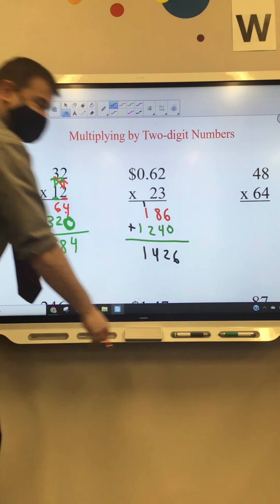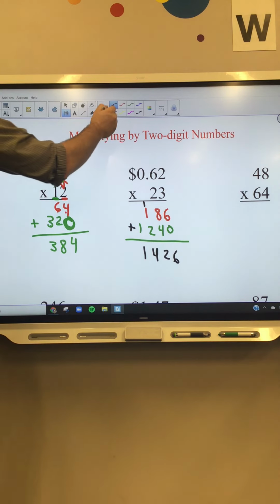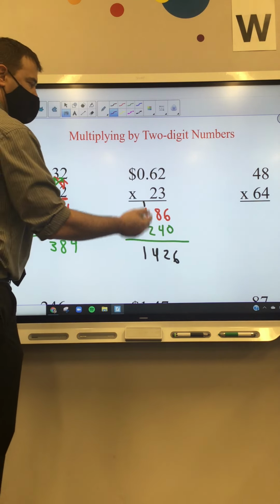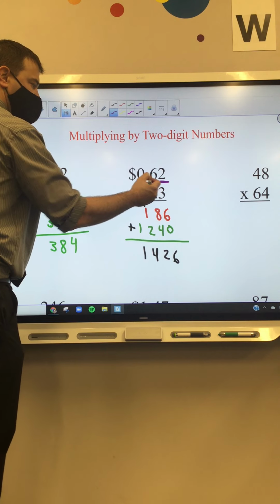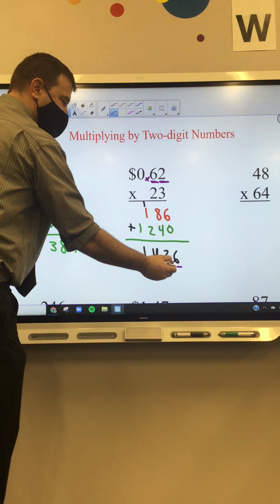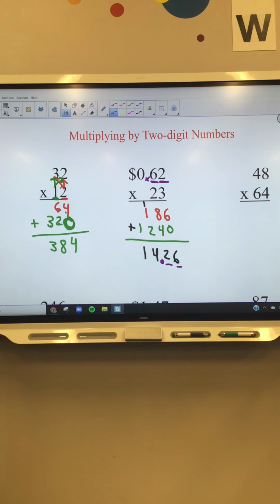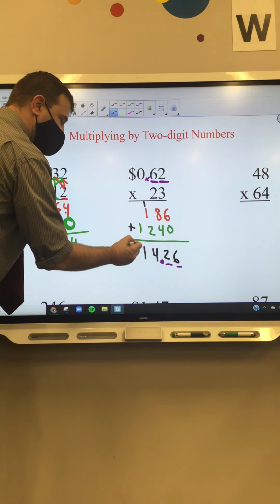1,426? No, we said our estimate should be somewhere around maybe 13, 14, 15. That helps me figure out where my decimal places should go. Okay, so one thing that I can do is say, well, there's 2 digits behind a decimal here, which means in my answer, I should have 2 digits behind a decimal. The other thing is my estimate. 14.26 is the only one that really makes sense, that comes close to that 13 or 14 or 15, somewhere in there. We were talking about dollars, right?